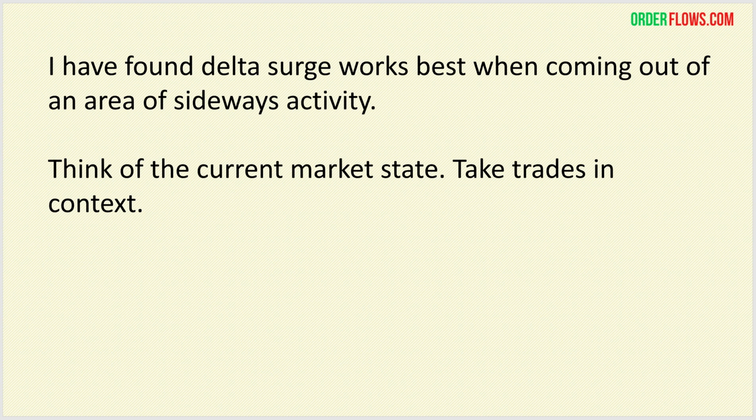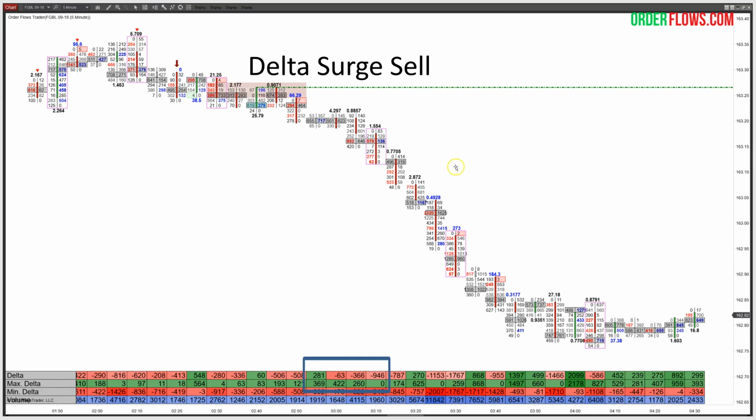Always think of the current market state. Take trades in context. I don't necessarily like to take delta surge buys after a big move up, or delta surge sells after a big move down. For example, in this chart, if there was a delta surge down here after we just had this big sell-off, I probably wouldn't be interested in it. In this case, we haven't had that big sell-off yet. So up here I'm still interested in it because I know I have potential for a sell-off. But if I just experienced a big sell-off in the market and then there's a delta surge, I'd be kind of wary about it. I wouldn't be so interested in it.